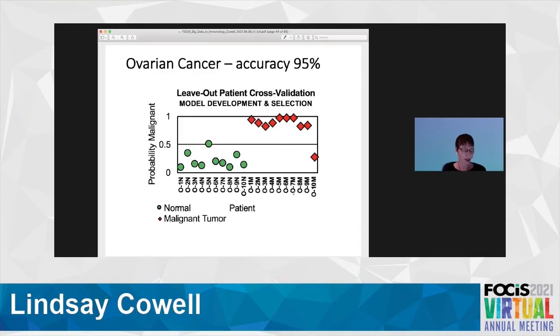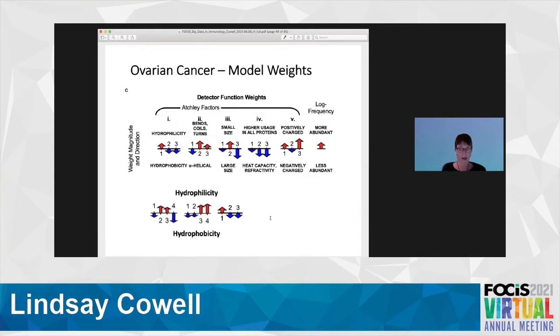A look at the model weights is shown here, and this motif is different from the ones shown for breast and colorectal cancer. It's a bit too crowded to show the full motif from all three models on a single slide. But here you can see, for the first Atchley factor, I'm sorry, that slide didn't advance. The first Atchley factor, hydrophobicity: you can see the breast cancer motif here, then the colorectal cancer motif in the center, and then the ovarian cancer motif there on the right.